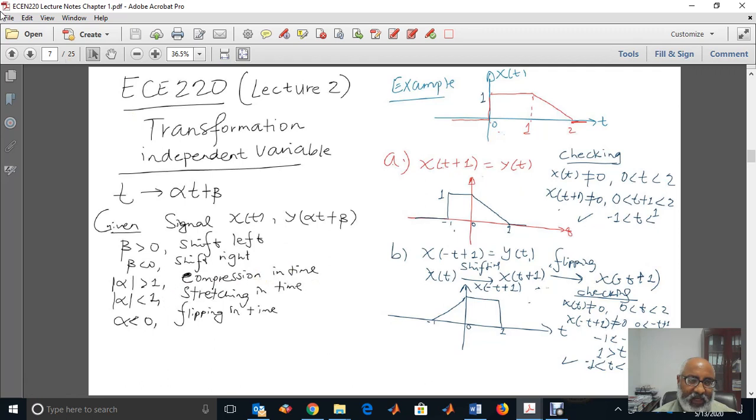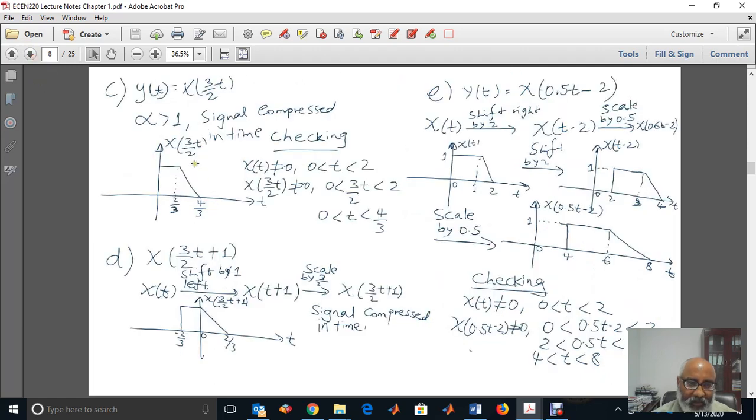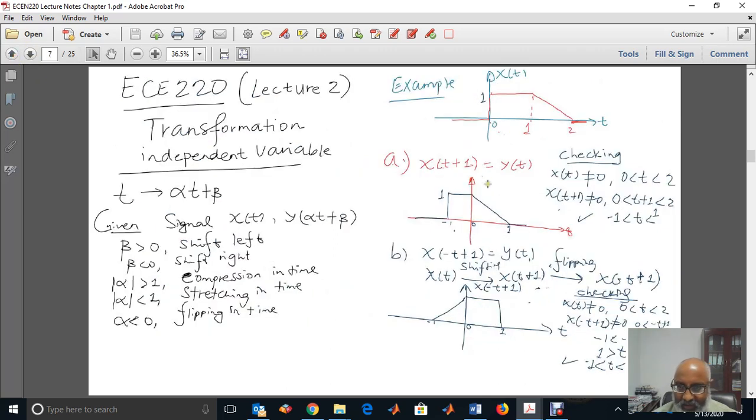Compression in time. The signal will be compressed in time. And if alpha is less than 1, stretching in time. So here 3 over 2 is greater than 1, so the signal will be compressed in time. Here it was between 0 and 2, so every point will be divided by 3 over 2.